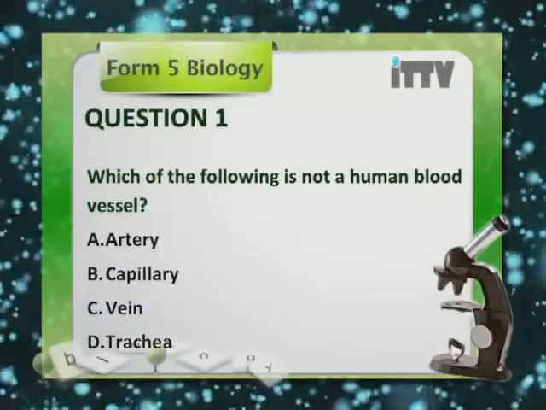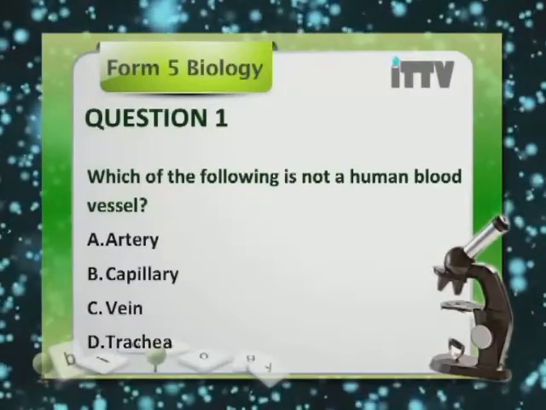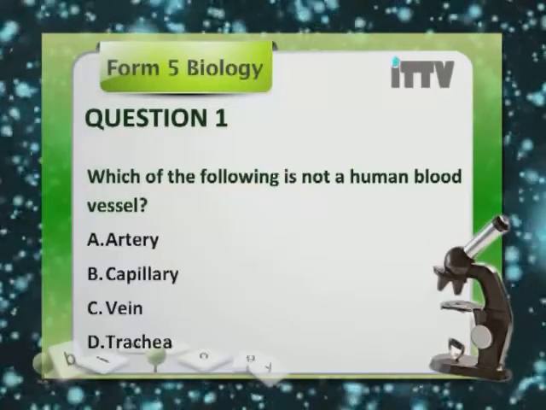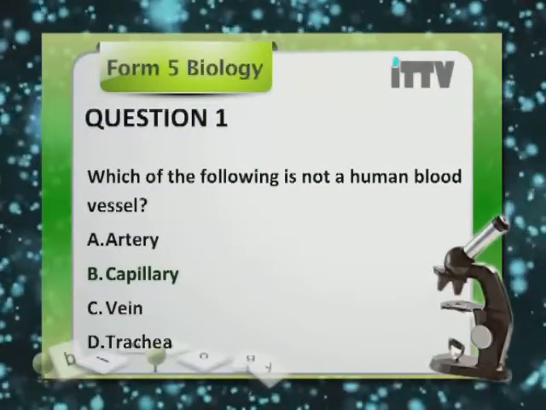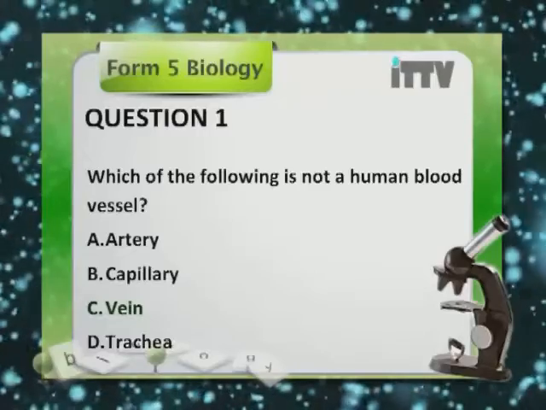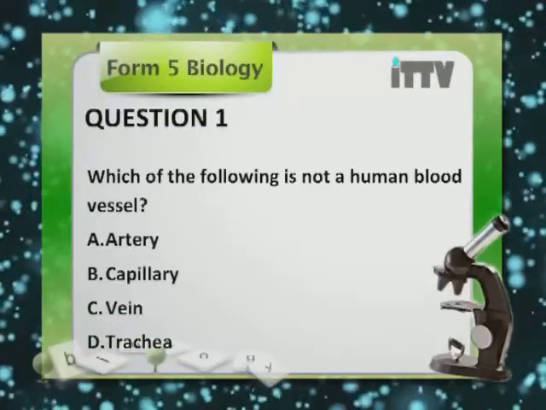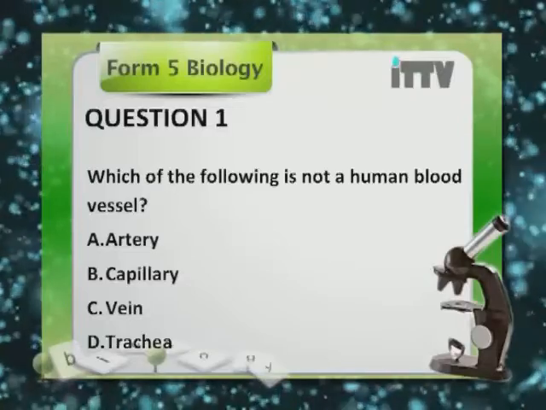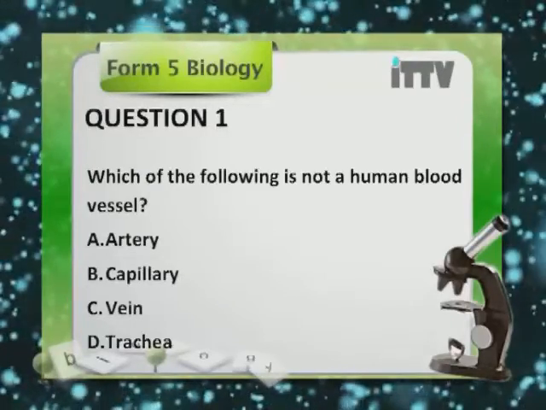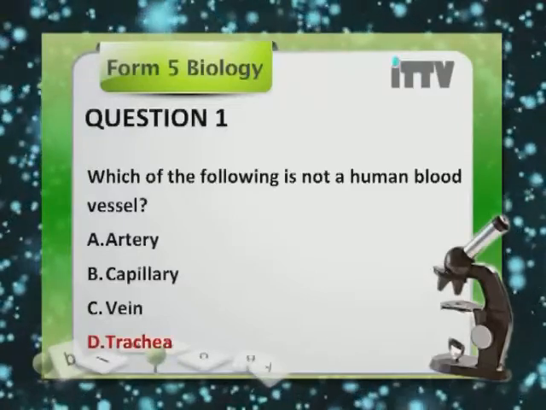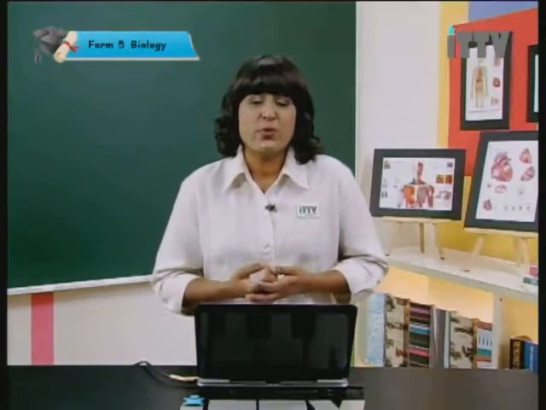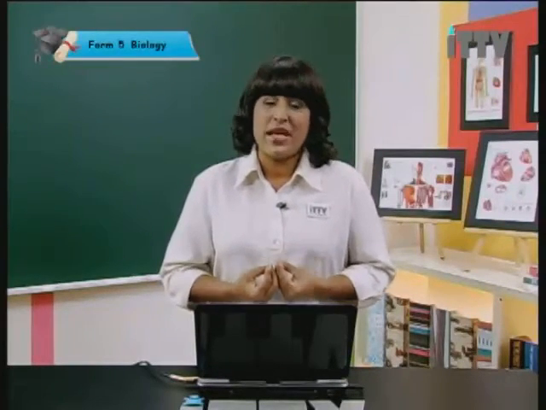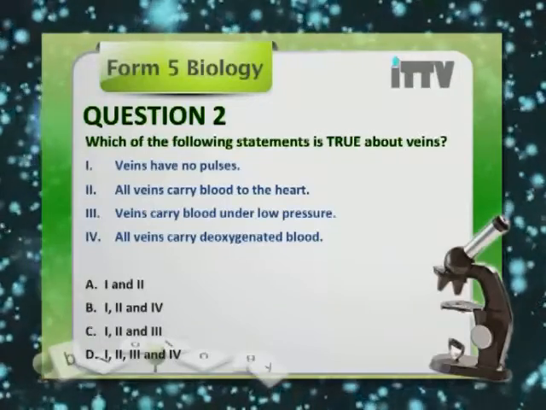Question number 1. Which of the following is not a human blood vessel? The choices given are A. Artery, B. Capillary, C. Vein, D. Trachea. This is a very easy question. Of course, since we have just learnt the chapter, the answer would be D. Trachea. What is trachea? Trachea is a tube which is involved in the respiratory system, and it is not part of the blood system. Now let us take a look at question number 2.